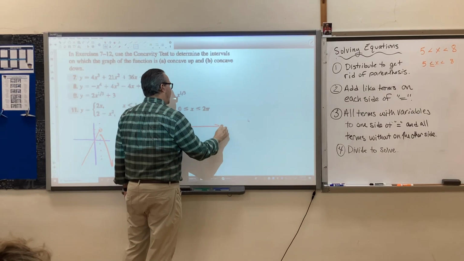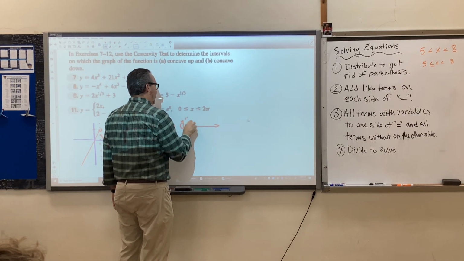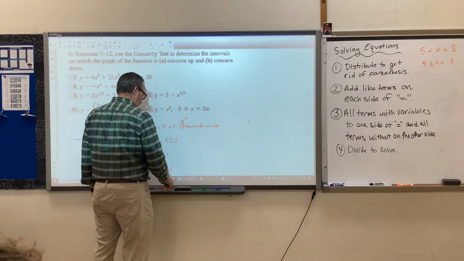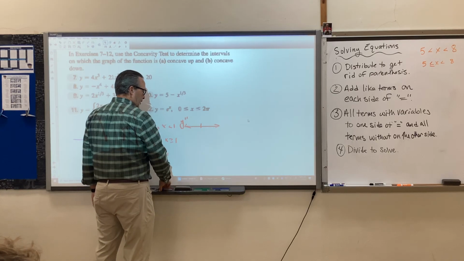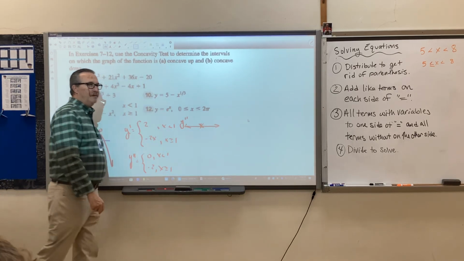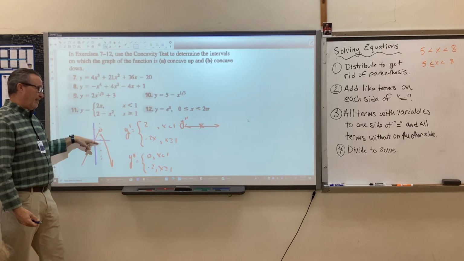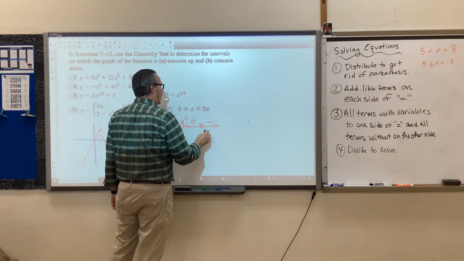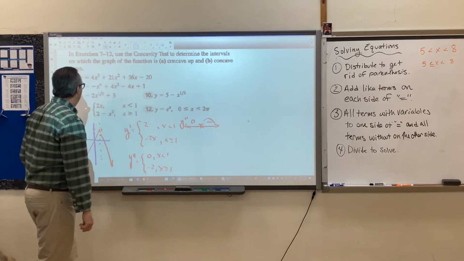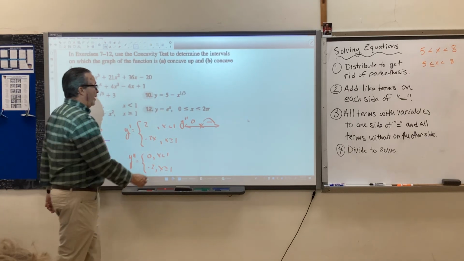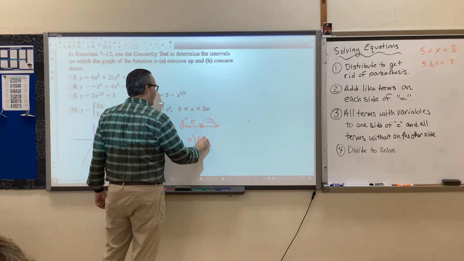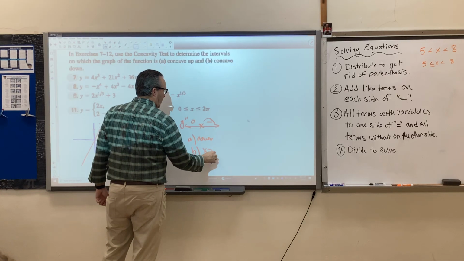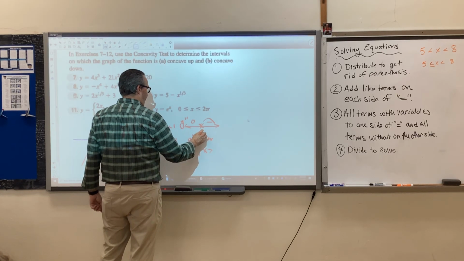If we're using the concavity test, we should use it. Second derivative is probably undefined where it switches. It's not even continuous here, right? So 0 and negative. That means it's concave down. And then to answer the question, A: never. B: x greater than 1.